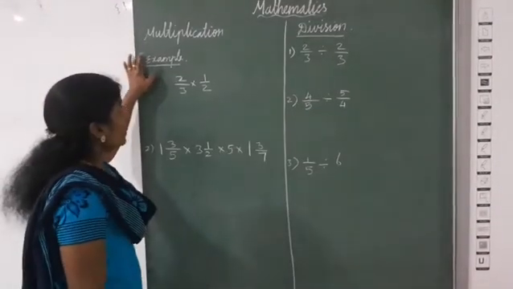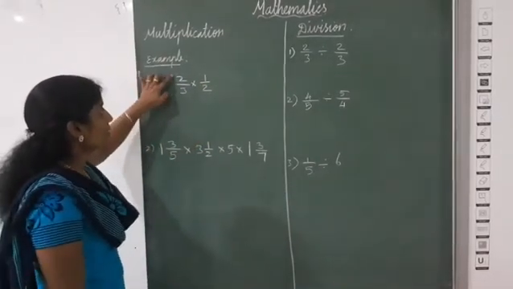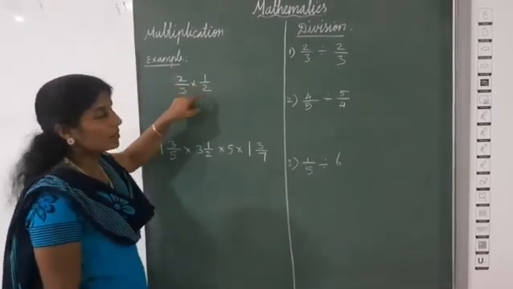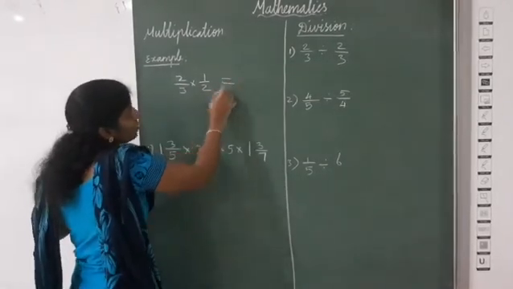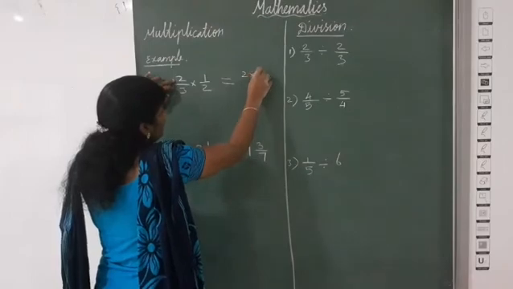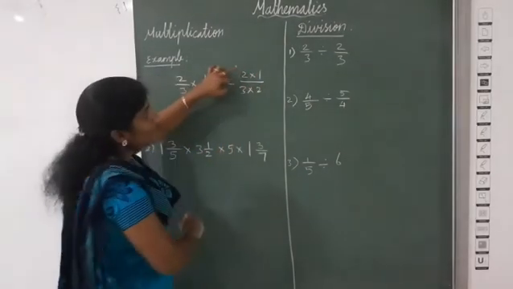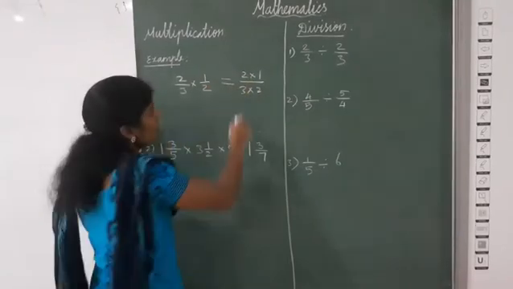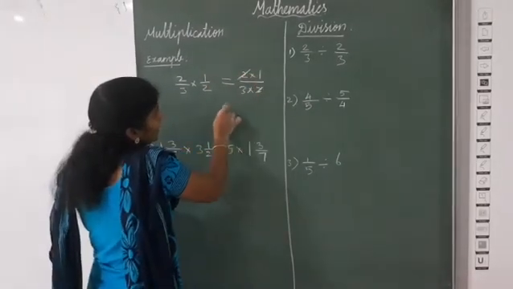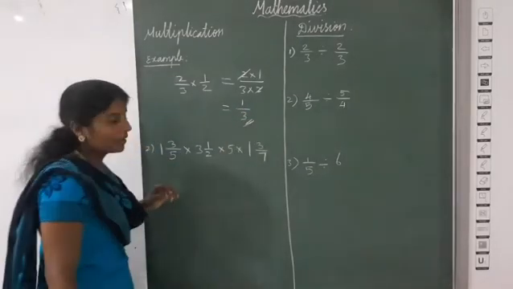Okay. Next one, multiplication and division. Multiplication. Example, 2 by 3 into 1 by 2. Now we can write the numerator 2 into 1, denominator 3 into 2, isn't it? Now here numerator 2, denominator also 2. We can cancel it here. Remaining here 1 divided by 3. This is the answer.